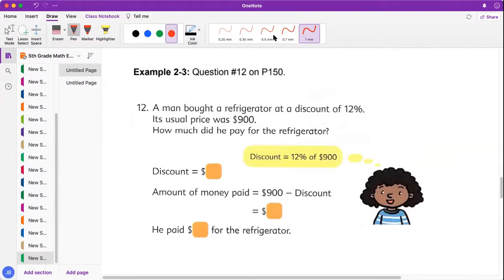All right, now we'll look at question 12, and it's on page 150. This one says a man bought a refrigerator at a discount of 12%. Its usual price was $900. How much did he pay for the refrigerator?